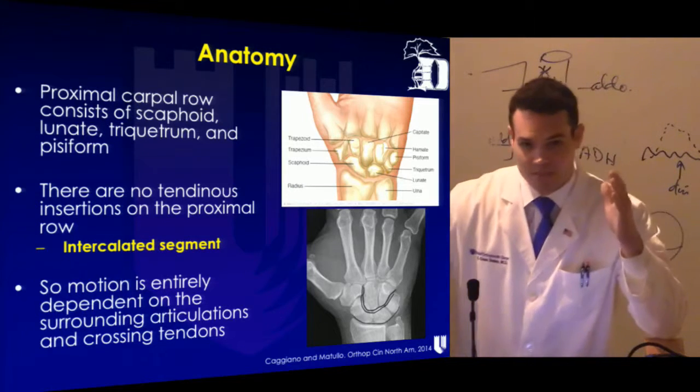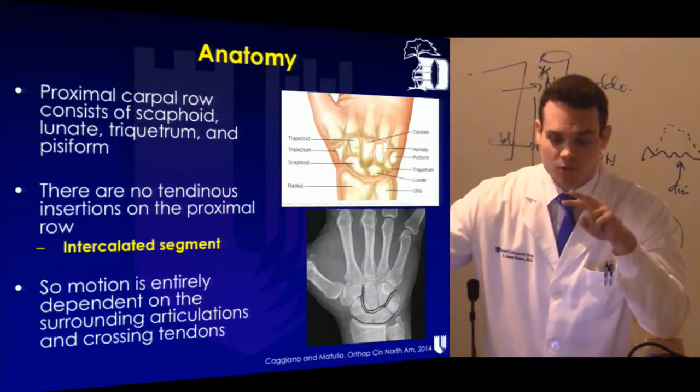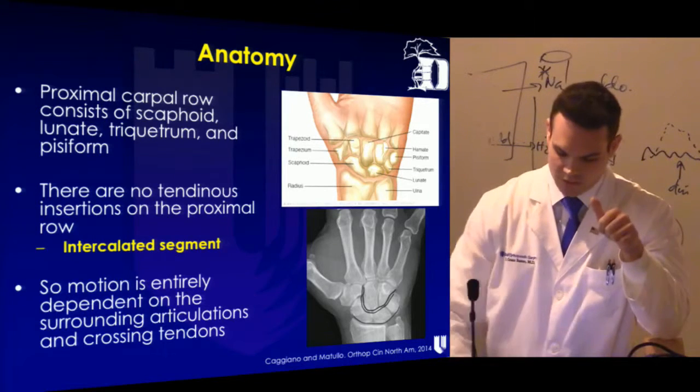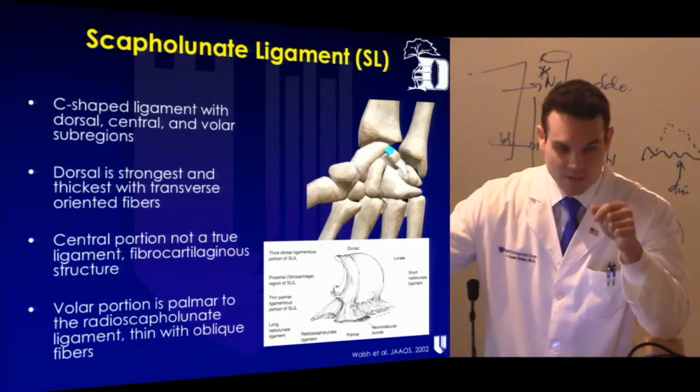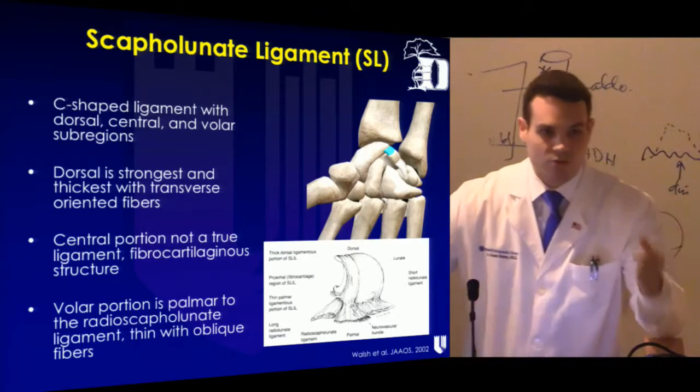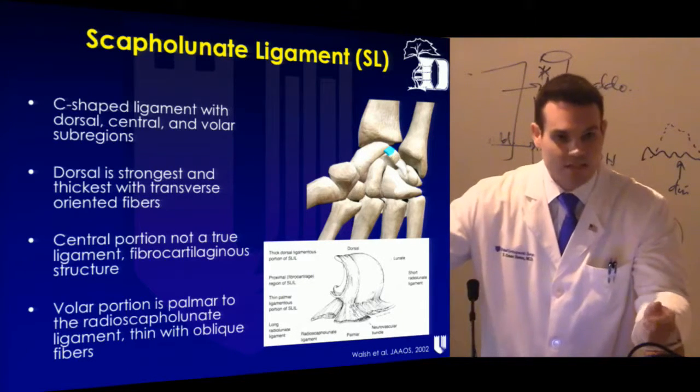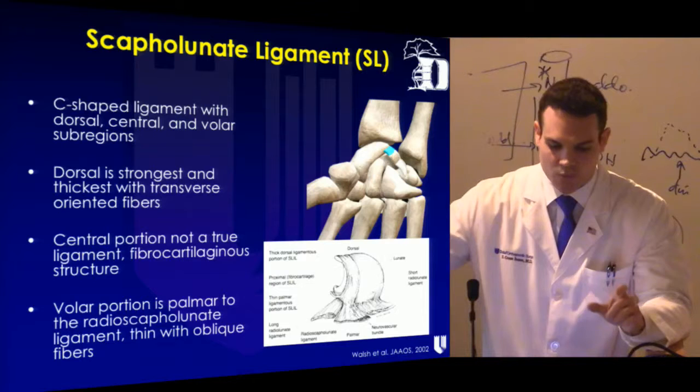There are a lot of important ligaments in the carpus. Arguably some of the most important are the luno-triquetral ligament and the scapholunate ligaments, and that's what we're going to focus on today. So the SL ligament is a C-shaped ligament, obviously between the scaphoid and the lunate, that has dorsal, central, and volar subregions. The dorsal is the strongest. It has the thickest, and it has transverse fibers. And this is important because it resists diastasis, especially in the proximal portion, as we'll see.